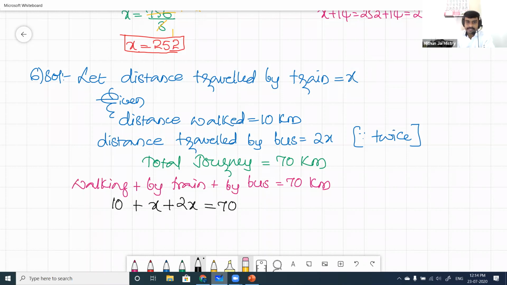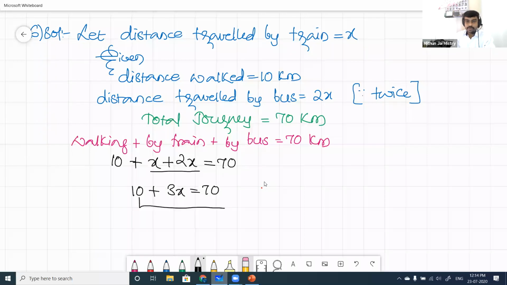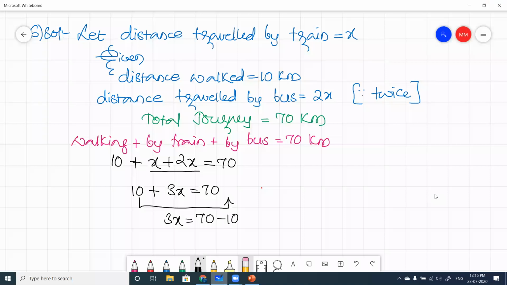Now, these two are like terms. We cannot write 10 plus x as 10x because they are not like terms, right? But x plus 2x, definitely we can write it as 3x, and the 10 plus will be as it is, equal to 70. Now do one thing: take the 10 to the other side. When you take 10 to the other side, you get 3x is equal to 70 minus 10. That is 3x is equal to 60.